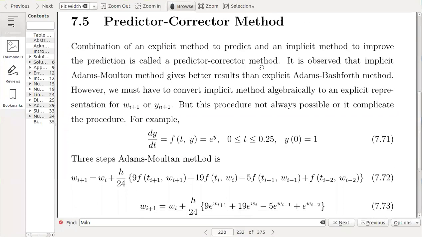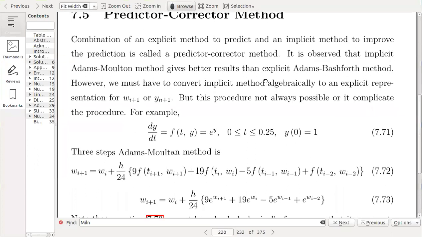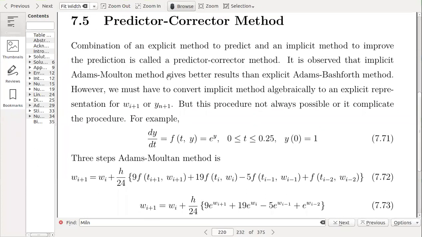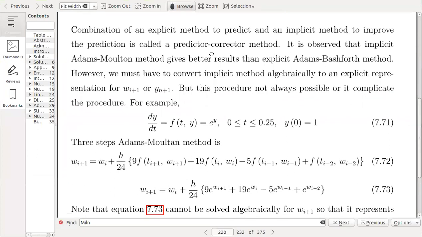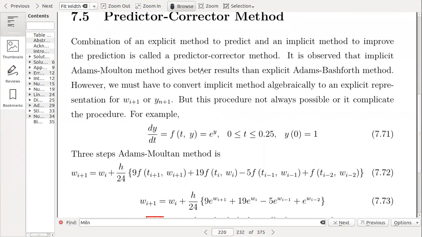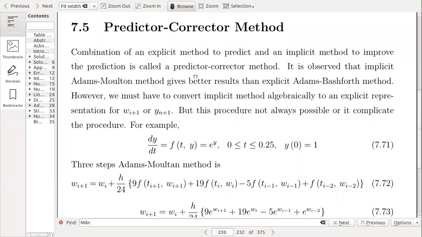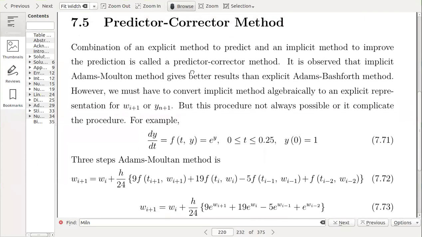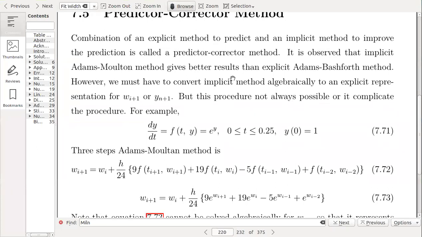So today we discuss predictor-corrector methods. A predictor-corrector method is a combination of an explicit method to predict and an implicit method to improve the prediction. So it means in a predictor-corrector method there are two parts. The first part consists of an explicit method which predicts the solution, and the second part consists of an implicit method which improves the prediction.